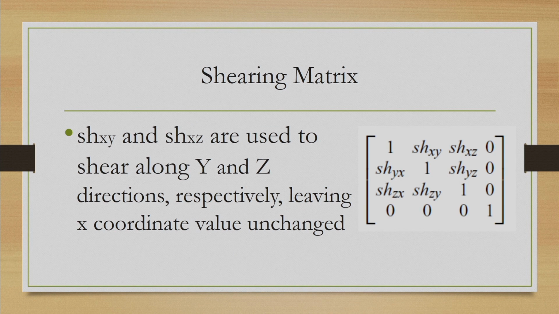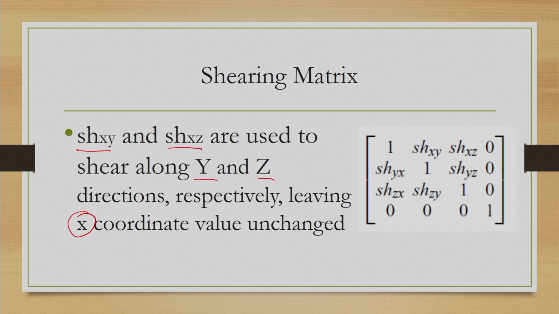Among these factors, SHXY and SHXZ are used to shear along y and z directions respectively, leaving the x coordinate value unchanged. We earlier mentioned that while performing shearing, one direction has to be left unchanged. So, in this case, we are performing shearing along y and z directions, whereas shearing along x direction remains 0.